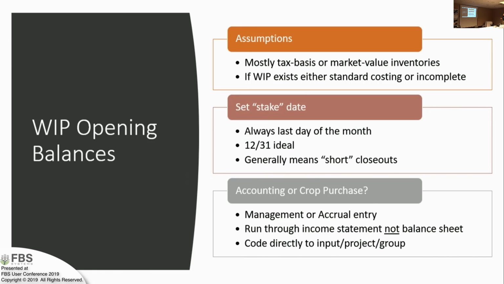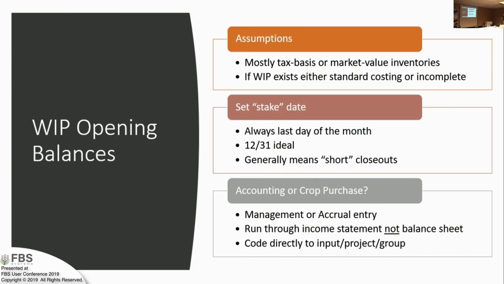One of the questions is, when I'm getting an inventory in, do I run it through the GL, do a purchase through the GL, or do it as a crop purchase? And it really could be done either way. It depends on what kind of balance sheet they've got, where they're coming from.